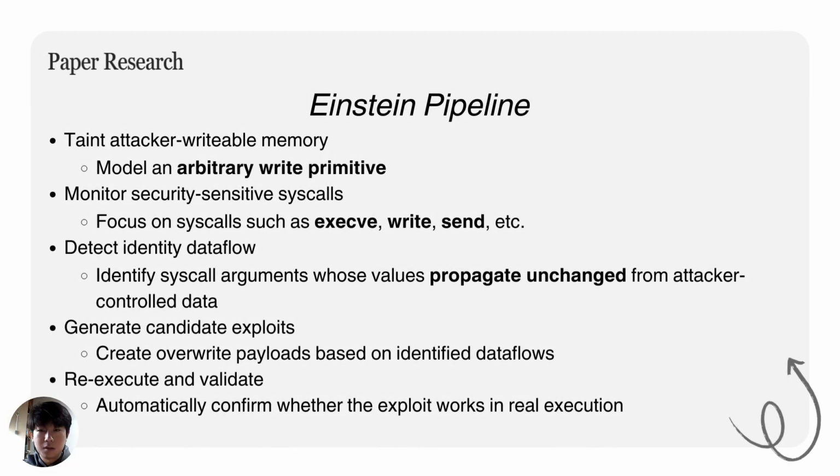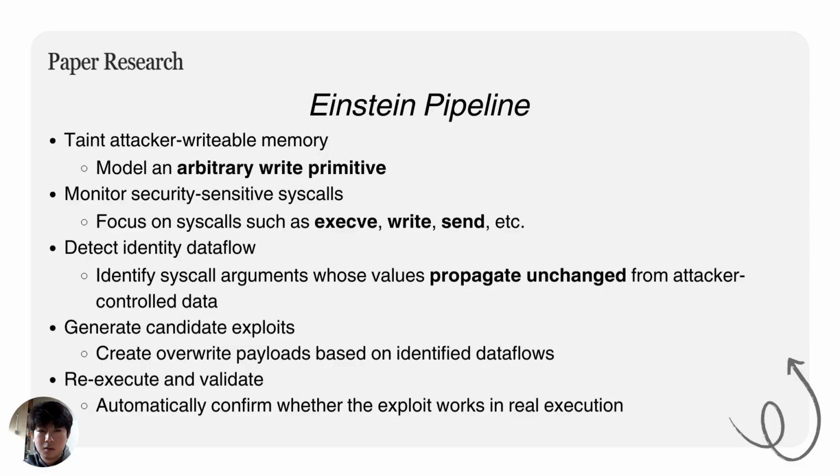Einstein leverages this identity data flow to reliably connect attacker-controlled inputs to vulnerable syscalls. This is our Einstein pipeline. First, taint attacker-writable memory. This models an arbitrary write primitive by tainting all attacker-writable memory regions.